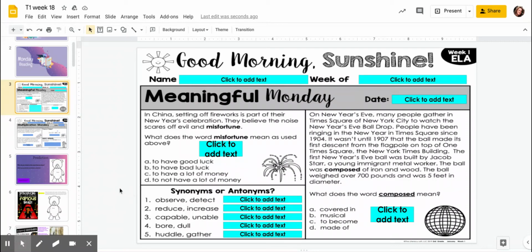For synonyms and antonyms, remember synonyms mean the same or nearly the same. Antonyms mean the opposite. So you're going to put an S if it's a synonym and A if it's an antonym. Then you're going to be reading a paragraph about New Year's Eve in New York City. You're going to figure out the meaning of the word composed. Make sure you're paying close attention to how it's used in the text because that word has multiple meanings. Once you've decided which one is correct, A, B, C, or D, you're going to put it in the text box.